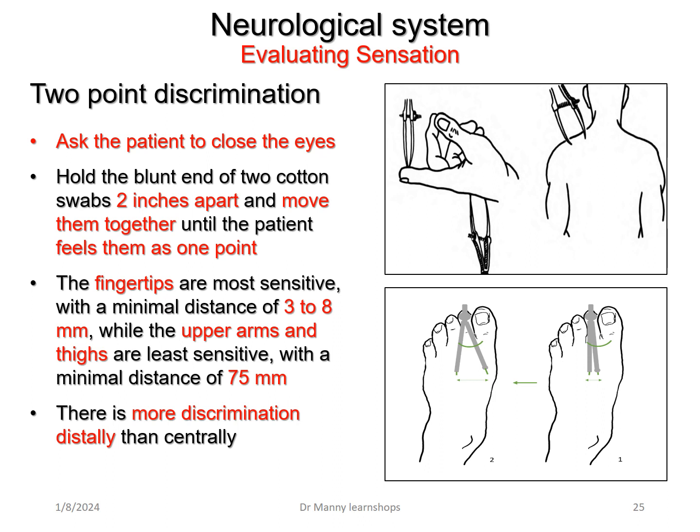The fingertips are the most sensitive, where the upper arms and thighs are the least sensitive. There is more discrimination distally than centrally, meaning that distally on the toes or the fingertips.